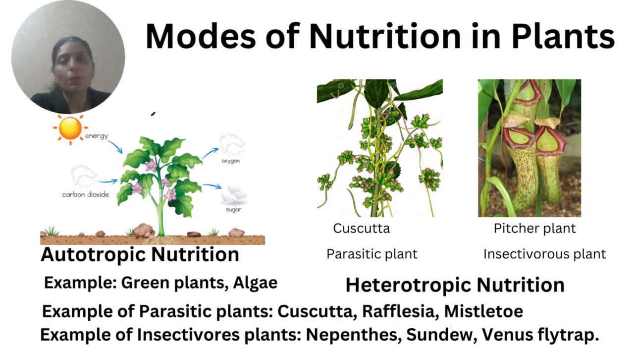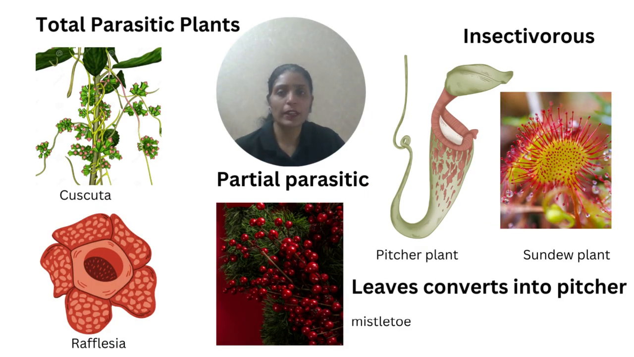Some examples of parasitic plants are Cuscuta, Rafflesia, and Mistletoe. Examples of insectivorous plants include pitcher plant, sundew, Venus flytrap. Some plants are total parasitic and some are partially parasitic.